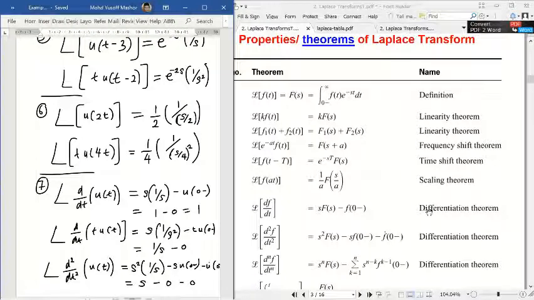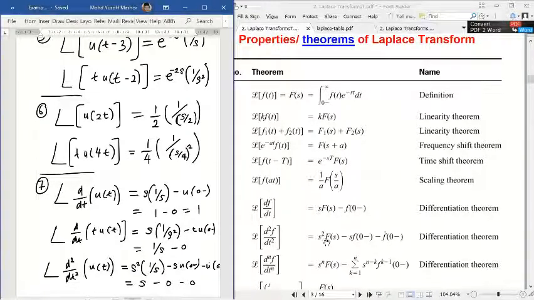Okay, the next one is the differentiation theorem. If you have the differentiation of a function like this, what you need to do in Laplace is just find the F function, put it there, and multiply by s. If you have one differential, s. If you have 2, you have s squared. If you have n, then s to the power of n multiplied by that function. And don't forget to subtract the initial value of this time domain function.